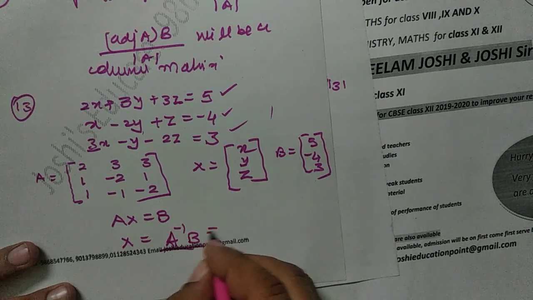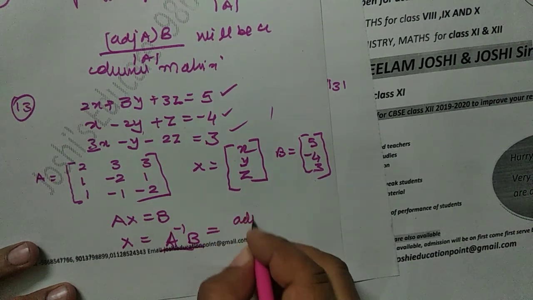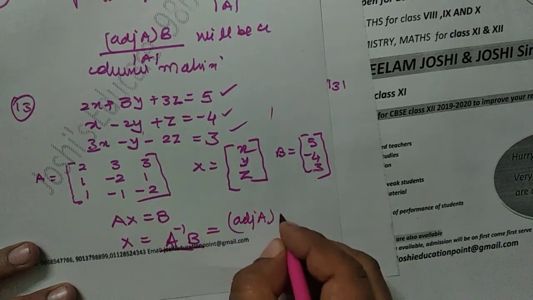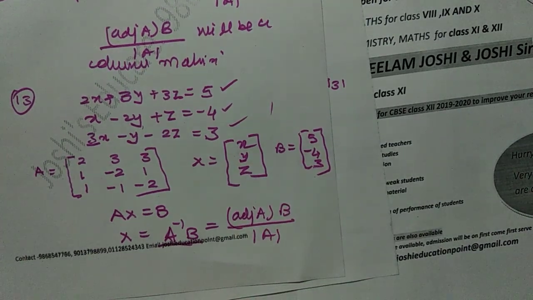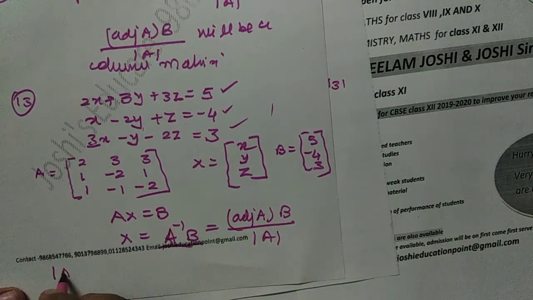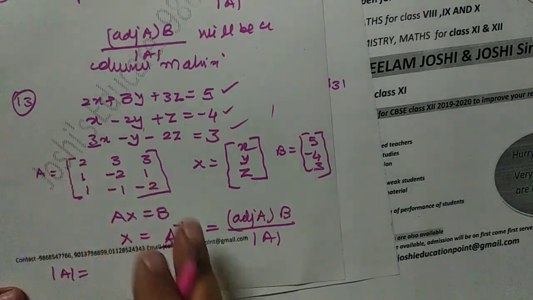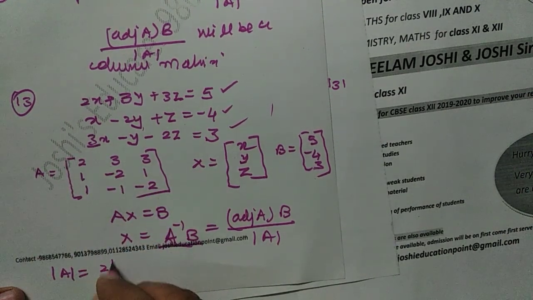X equals A inverse into B, and that is actually adjoint of A into B divided by determinant of A. That is the next step. Now, first of all, I will calculate determinant of A. So from this you calculate determinant of A. I am writing the steps.